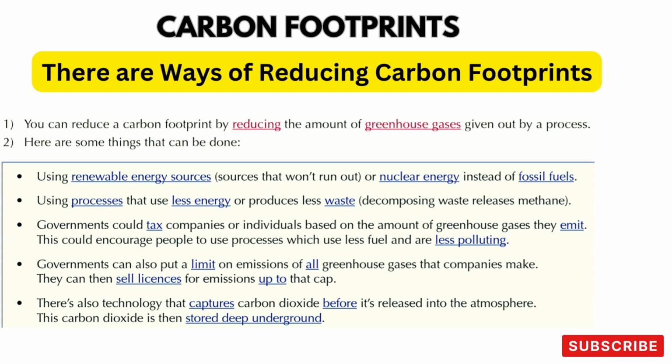Governments can also put a limit on emissions of all greenhouse gases that companies make. They can then sell licenses for emissions up to that cap. There's also technology that captures carbon dioxide before it is released into the atmosphere. This carbon dioxide is then stored deep underground.